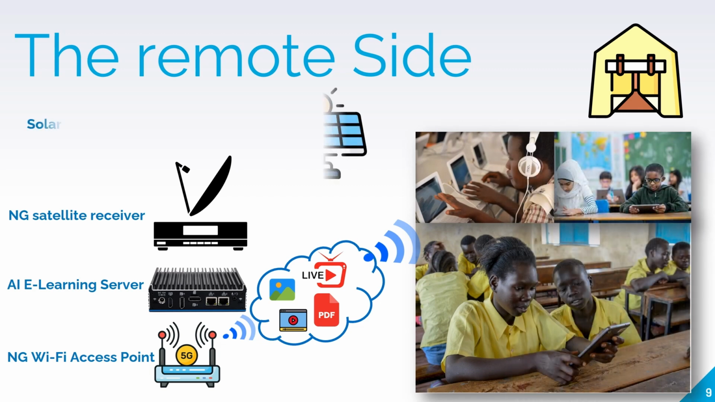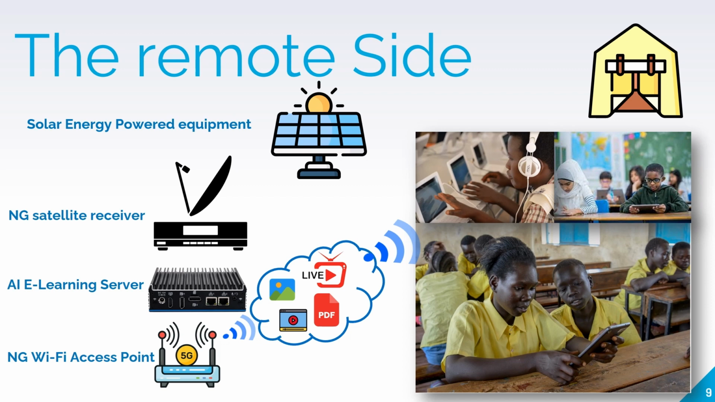And for the power supply, all this equipment can be powered by a well-sized autonomous solar kit that is easily deployable. What occurs in this content delivery process?